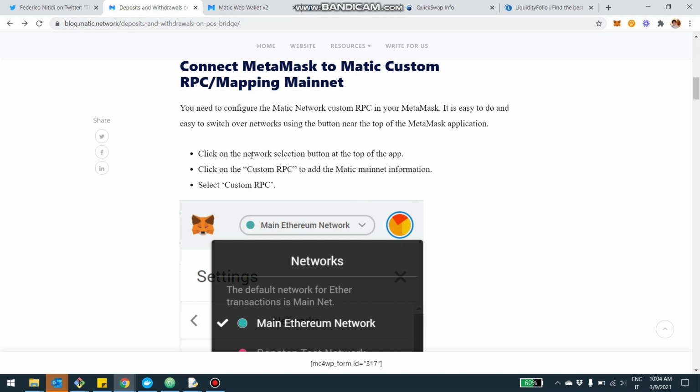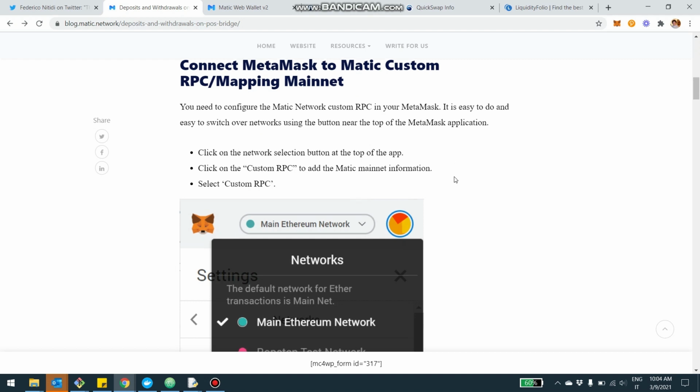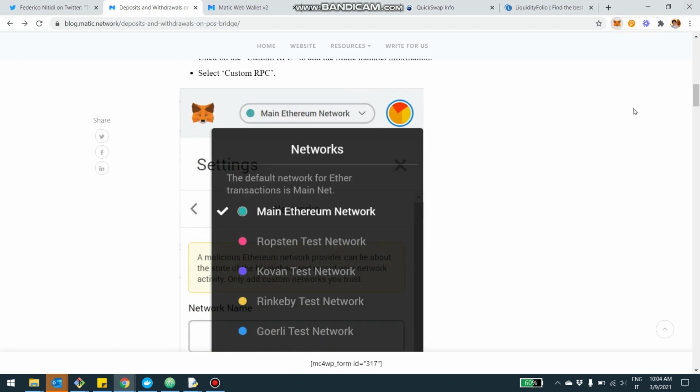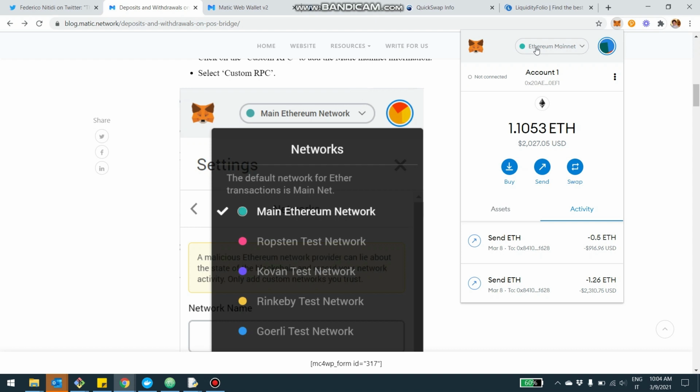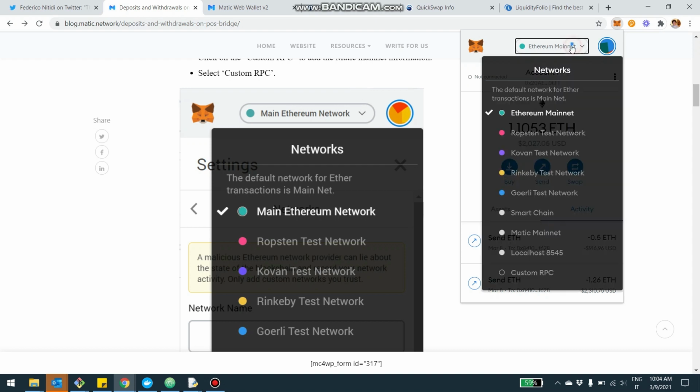But the idea is that if you're using MetaMask, you need to create a new network. So let me show you. When you're opening up MetaMask, you see the Ethereum mainnet is your primary network, but you can also create a custom network, custom RPC, and you follow the instructions to create a Matic mainnet. Same way, for example, if you want to interact with the Binance Smart Chain, you need to create a custom network as well.